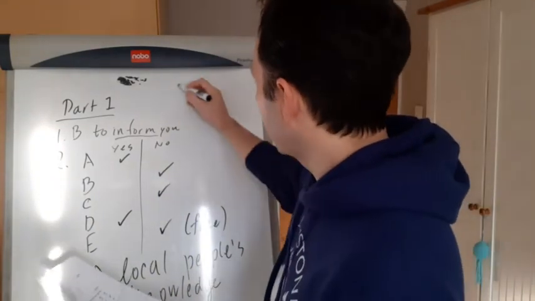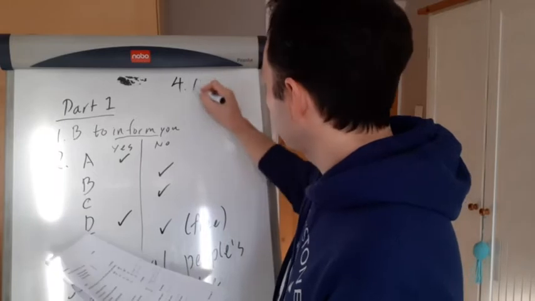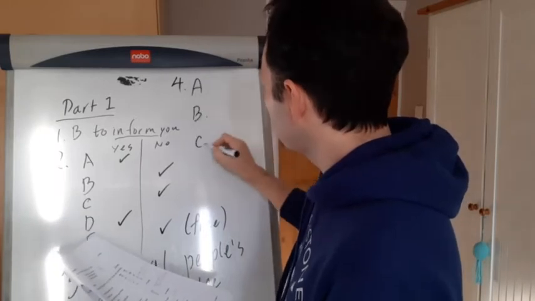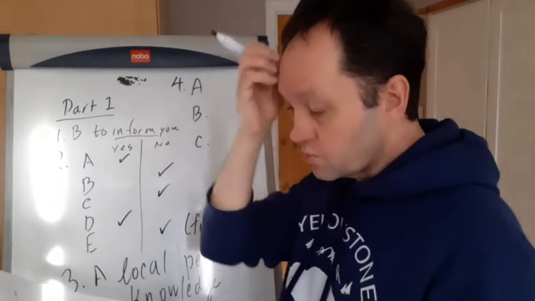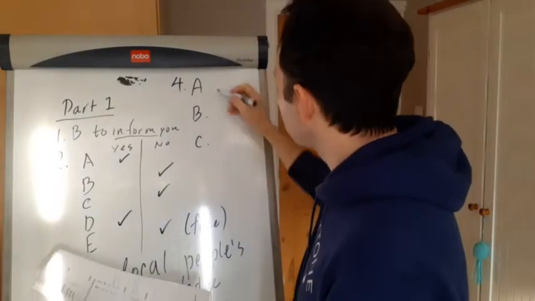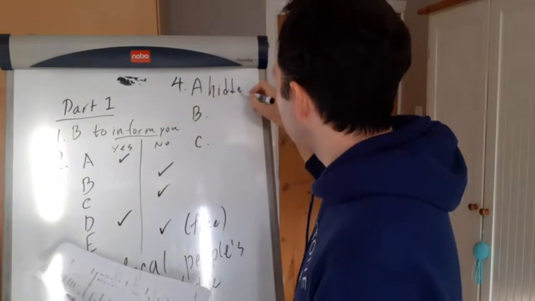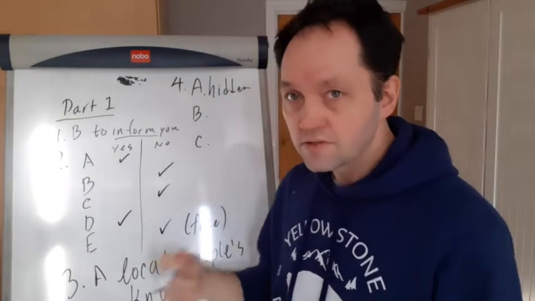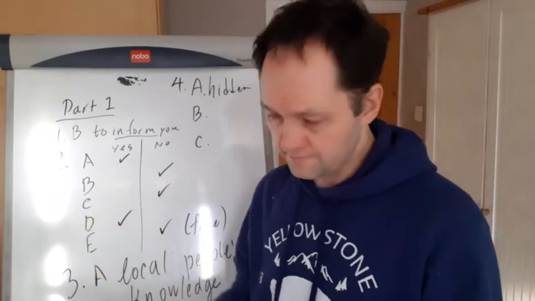Question 4, we have A, B, and C. First question is, look at paragraph 2, which word means unseen? And the best answer for that one is hidden. Yeah, it says hidden savings. So hidden means unseen, okay?